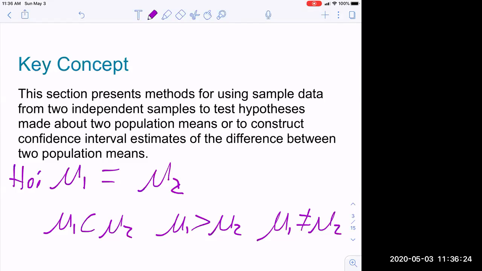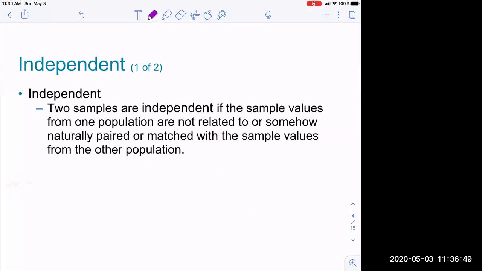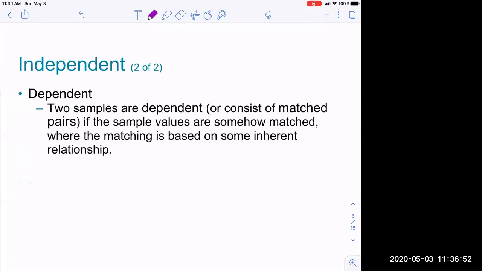So this would be a left tail test, a right tail test, and a two tail test. And we'll get that from the problem, whatever our alternative hypothesis is. So those are three choices. Okay, we know about independence. Dependent, we're not going to do that. If we had time, we would do matched pairs because that's a nice way that people do experiments.